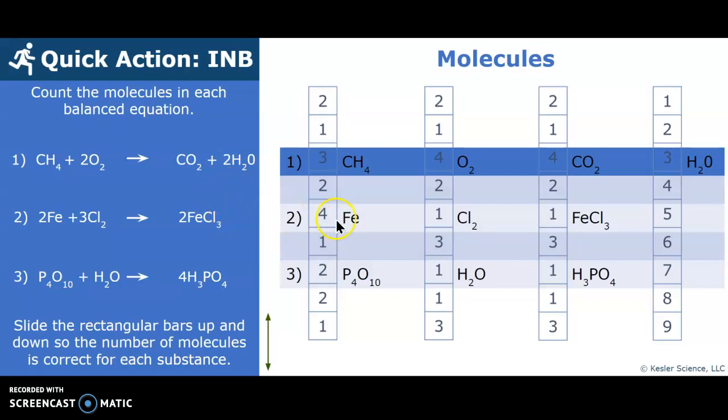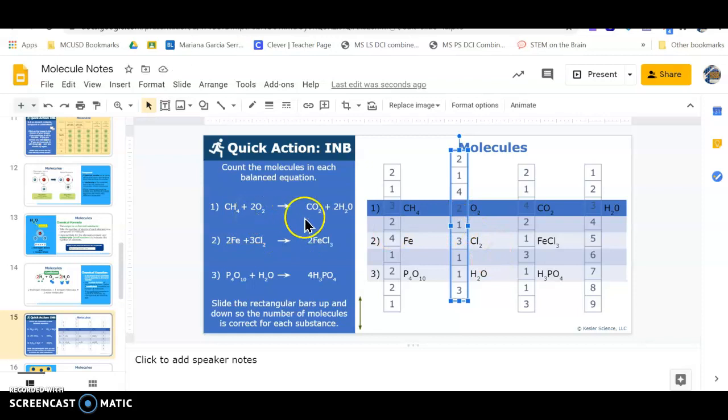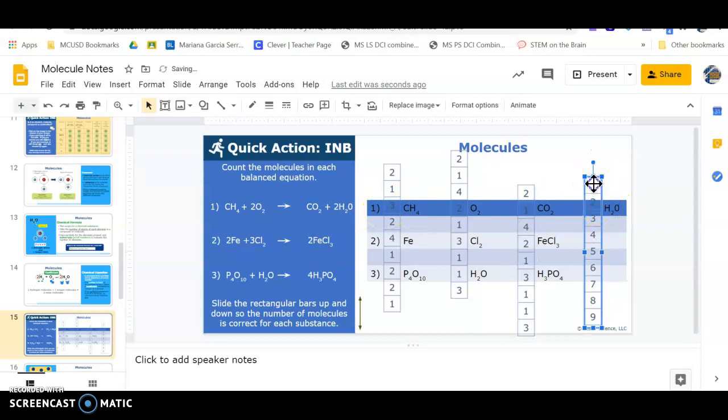So you can see here that it shows, you can slide these bars up and down. So we don't have 4 O2 there on the left. There are 2 O2. So you can actually slide that up. And so that we have 2 O2 here. We have 1 CO2 here. And then we have 2 H2O here. So you're just going to slide these bars so that they match up. We have one CH4 as well. So you can see that that shows how many of the molecules are in the balanced equation there.